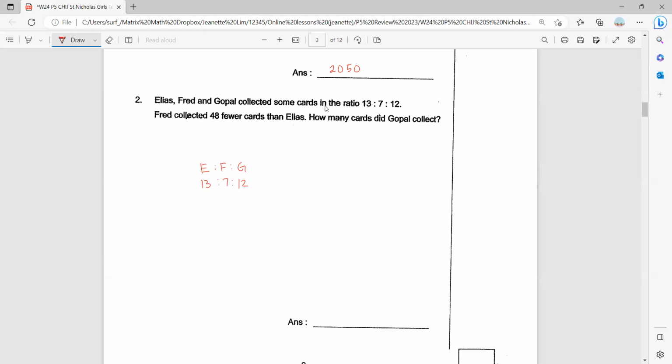Okay, so the difference between F and E is 6 units, which is 48. Okay, so this 6 units is 48. Find 1 unit, so 48 divided by 6. We're looking for Gopal. Gopal is 12 units, so 12 units is 12 times 8. Answer 96.